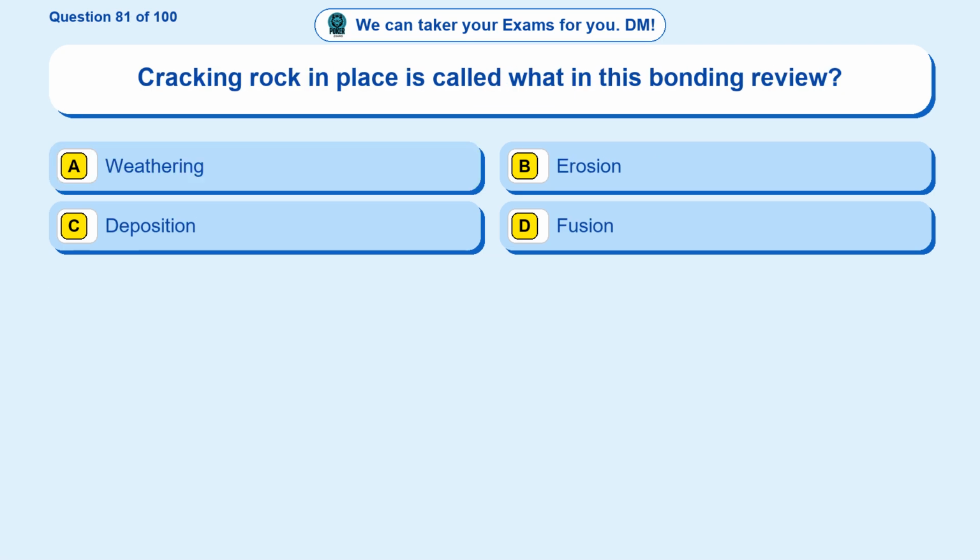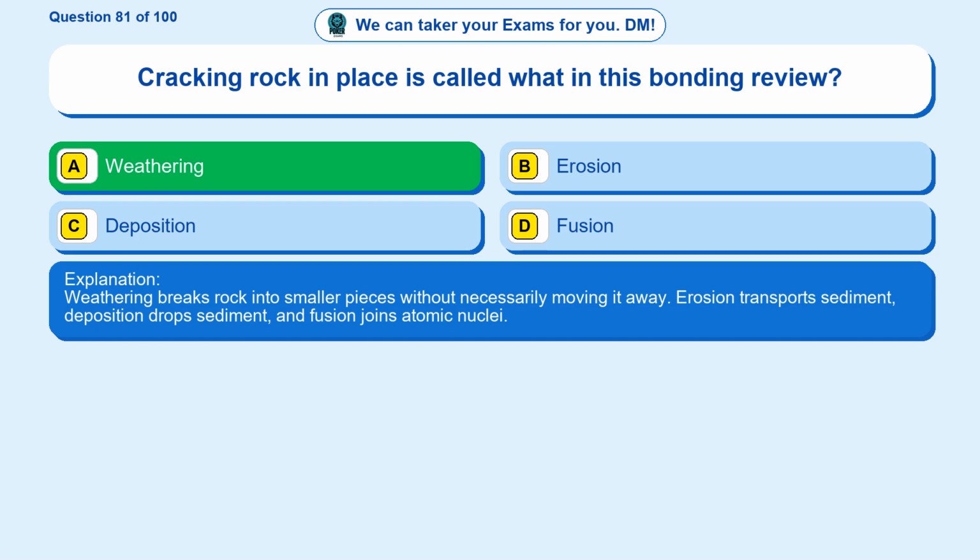Question 81. Cracking rock in place is called what in this bonding review? Option A, weathering. Option B, erosion. Option C, deposition. Option D, fusion. The correct answer is option A, weathering. Weathering breaks rock into smaller pieces without necessarily moving it away. Erosion transports sediment, deposition drops sediment, and fusion joins atomic nuclei.